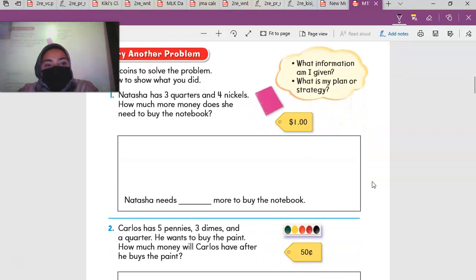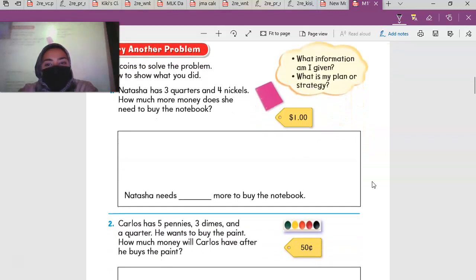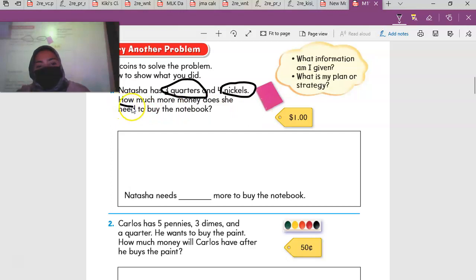Use coins to solve the problem. Draw to show what you did. What information am I given? What is my planner strategy? So let's see. Natasha has 3 quarters and 4 nickels. How much money does she need to buy the notebook? Well, the notebook, how much more? Very good. And what does how much more mean? How many more? How much more means subtract.